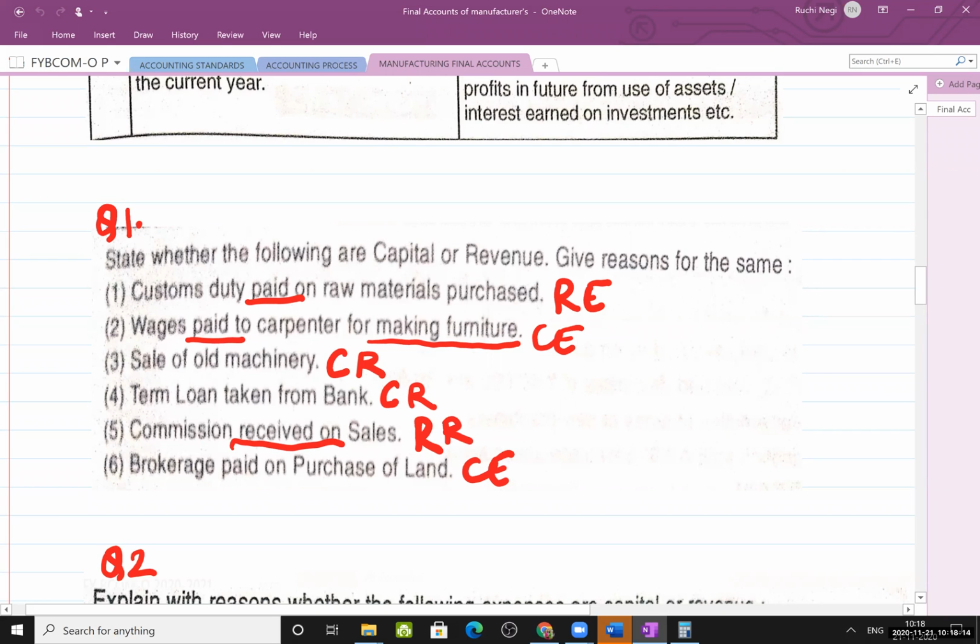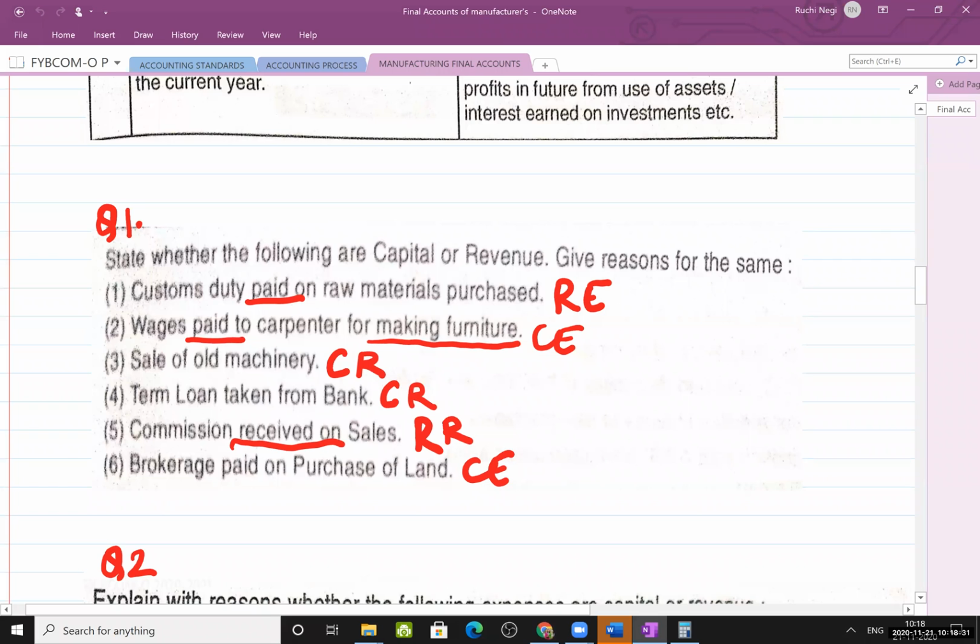Do you make furniture every year, every month? No. And on daily basis? No. You do it once in 5 years, or not even once in 5 years, once in 10 years, or once in 15 years, like this. So it is non-recurring in nature, and so it is a capital expenditure.